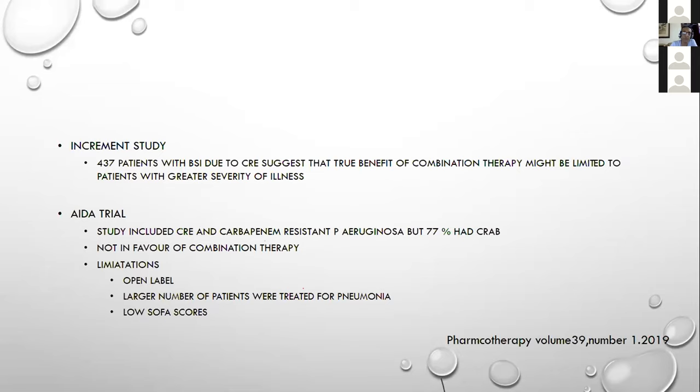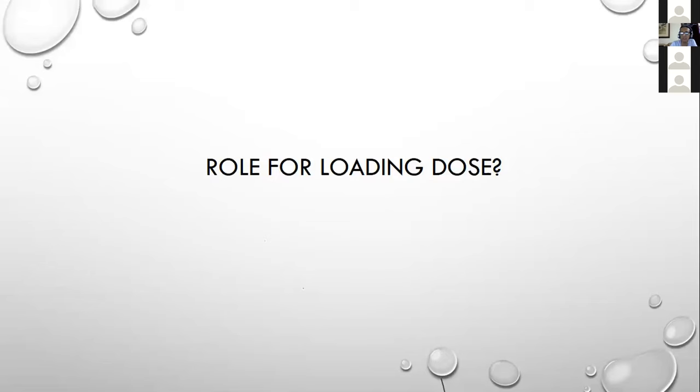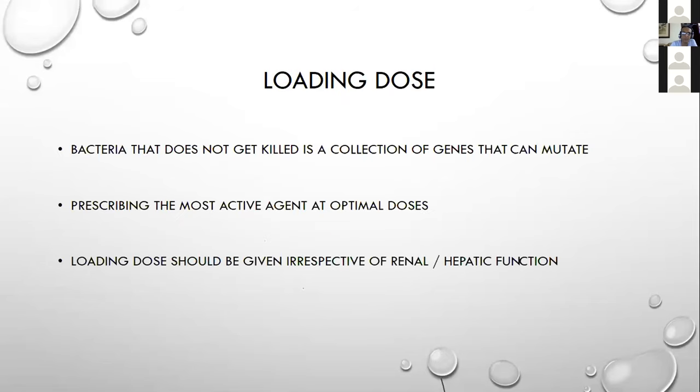But I think it's better to use combination therapy, especially in a critical care unit where you're dealing with multi-drug resistant organisms. What about the role of the loading dose? I've already alluded to this earlier. It's very, very important. Number one, remember that bacteria that do not get killed are a collection for resistance via mutations. You need to prescribe the most active agent at optimal dosing, and that's the reason for a loading dose. Irrespective of whether you've got acute kidney injury or liver dysfunction, I urge you that you must give the standard loading dose. You don't have to randomly adjust it.